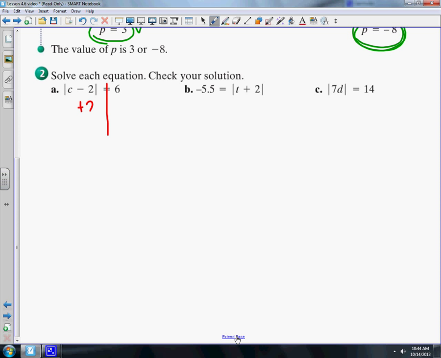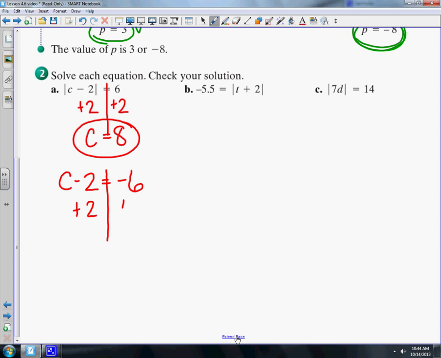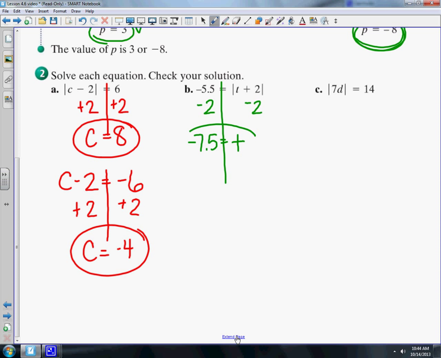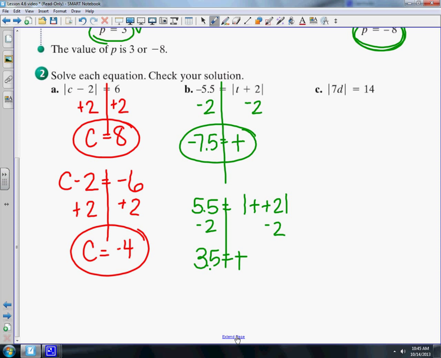All right, here I'm going to add 2 to both sides, so then I get c equals 8. That's my first one. I rewrite it with my answer negative, so then I add 2 to both sides. My other answer would be c equals negative 4. Here I'm going to minus 2 from both sides. So then I get t equals negative 7.5. And then if I rewrite it, switching the sign of my answer, then that was negative, so I'm making it positive. I minus 2 from both sides, and I get my other answer of 3.5 equals t.